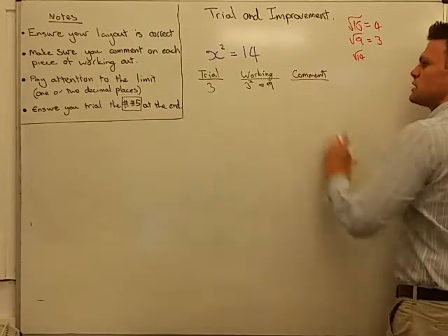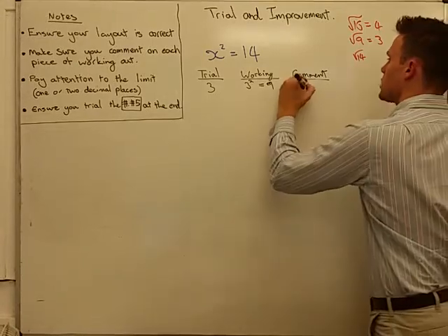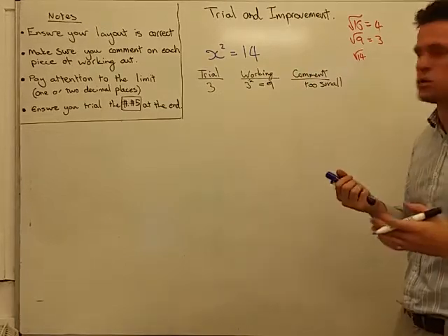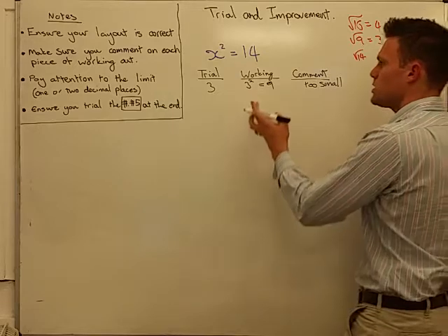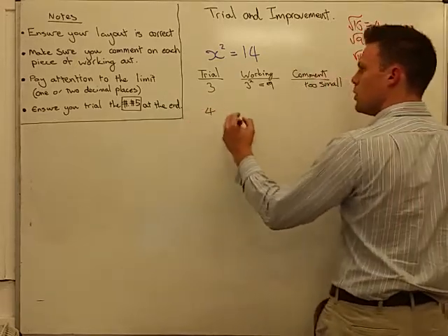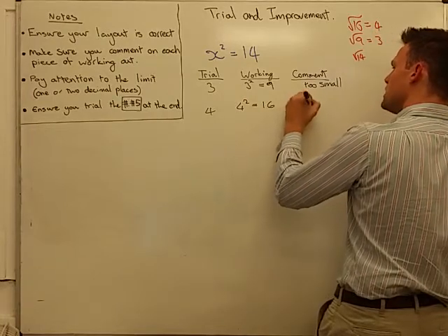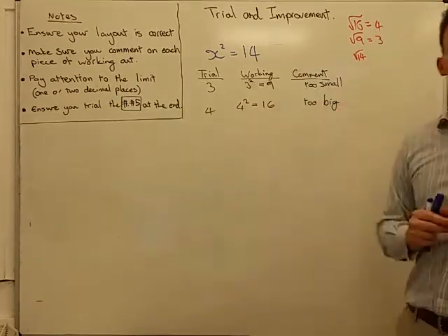And now, because I want to improve upon that, I have to comment. I have to look at this and say, all right, well, 3 squared equals 9. 9 is not the number. 9 is actually too small for me. All right, cool. Now I can improve upon that. Well, if that's too small, let's try something bigger. So let's try 4. I know that 4 squared is 16. And I know that 16 is actually too big, because what I wanted to get out was 14.